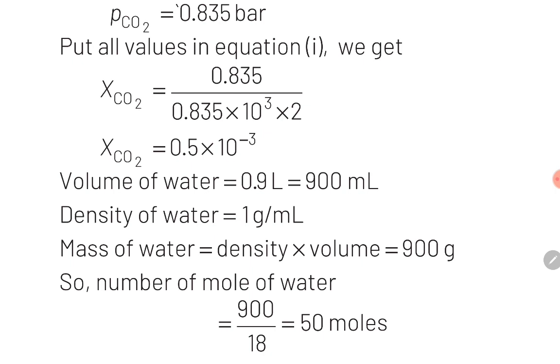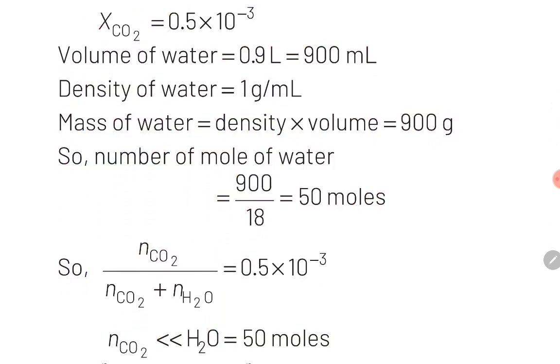Guys, once we obtain the mole fraction of carbon dioxide, we need to understand the formula of mole fraction. Guys, mole fraction of carbon dioxide will be equal to the number of moles of carbon dioxide divided by the total number of moles present in the solution. Guys, they have asked us to find the number of millimoles of carbon dioxide in 0.9 liters of water. So 0.9 liters of water would mean 900 ml of water, and 900 ml of water would mean 900 grams of water. So guys, the number of moles of water will become equal to 900 grams divided by 18 grams, which is its molar mass, and this comes out as 50 moles.